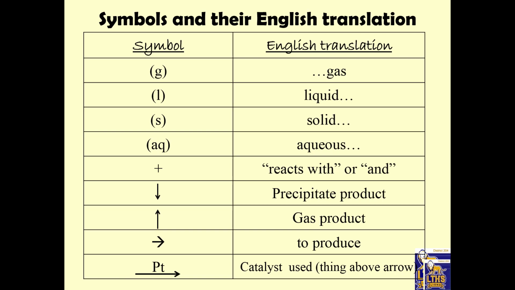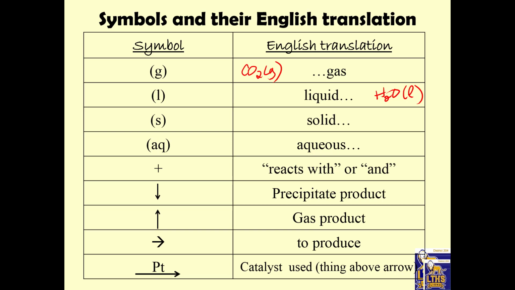Here are some symbols we use in chemical equations. If you see a parenthesis g, it's a gas. So you would say blah blah blah gas, like if it said CO2, you'd say CO2 gas. Liquid, H2O for example. Solid. Aqueous. The plus sign on the left means react with. On the right side in the products, it means and.